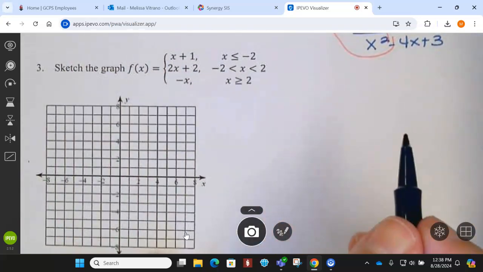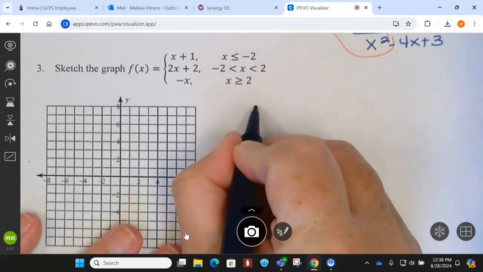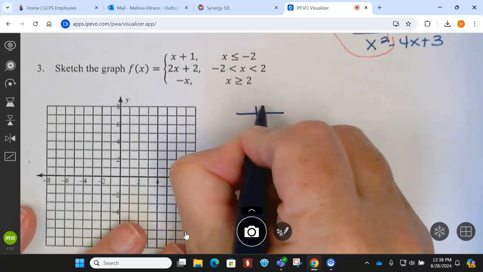So I do know Mr. Ford does something a little bit different. I'm going to go with my method. His is perfectly lovely.